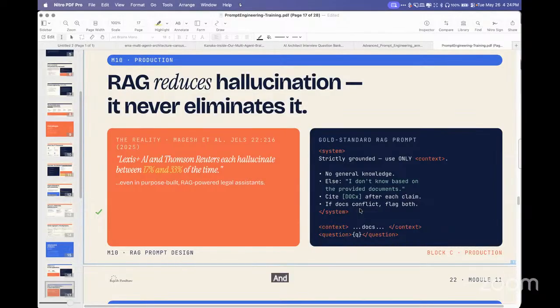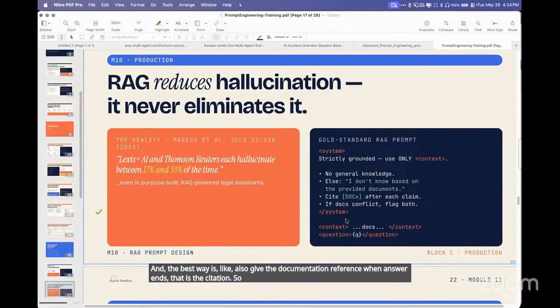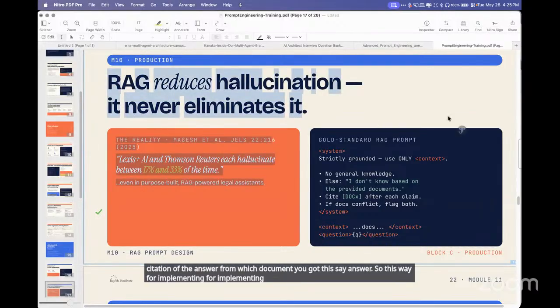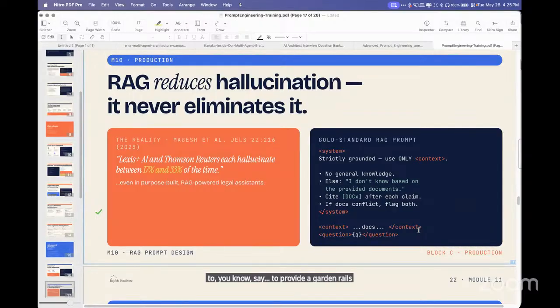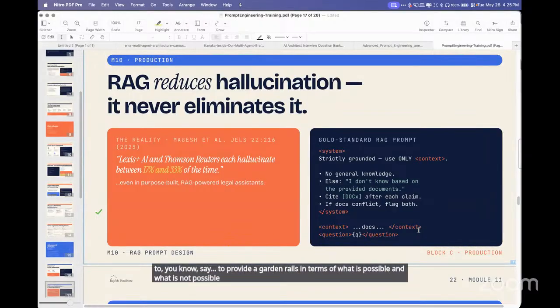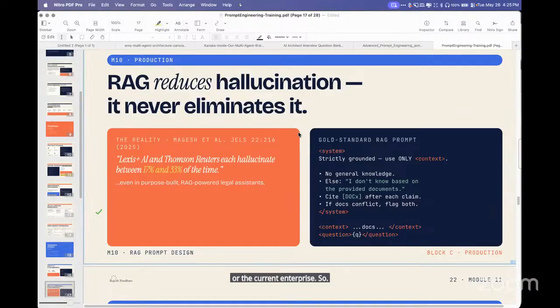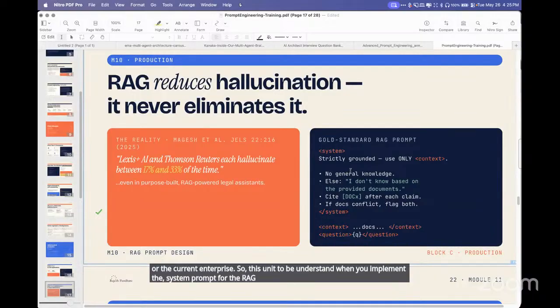And the best way is to also give the documentation reference when the answer ends, that is the citation. So you always ask the LLM to give you the citation of the answer, from which document you got this answer. So this way, for implementing a RAG pipeline, these two things are very important: to provide guardrails in terms of what is possible and what is not possible, and to restrict the user to ask only regarding the current subject and the current enterprise. So you need to understand this when you implement the system prompt for RAG chatbots or RAG applications.